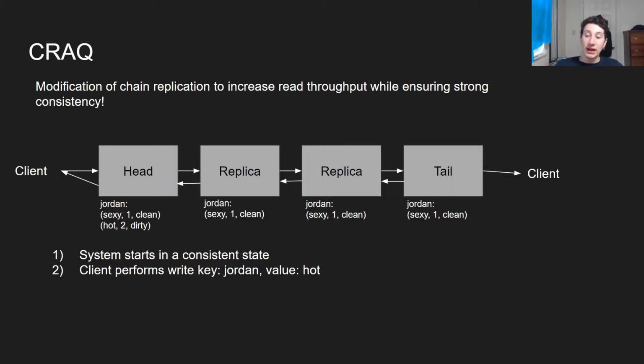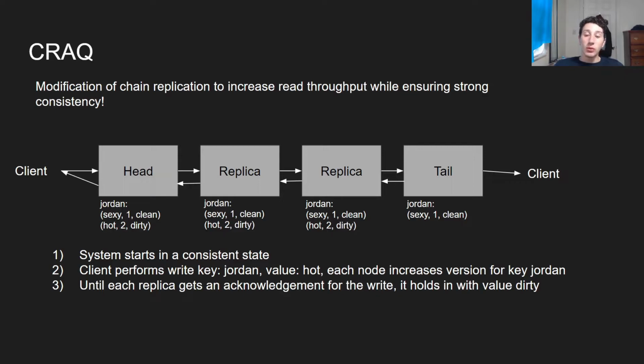So let's imagine now that I perform a write. Now instead of Jordan being sexy, he's hot. So the head is going to take this write, and it's going to increment the version number. And it's going to put the parameter dirty next to it. Dirty basically means that the write has yet to be acknowledged. So it hasn't received the acknowledgement back from the next replica. Hence, this is considered a dirty write, and we'll see what that kind of means for the future.